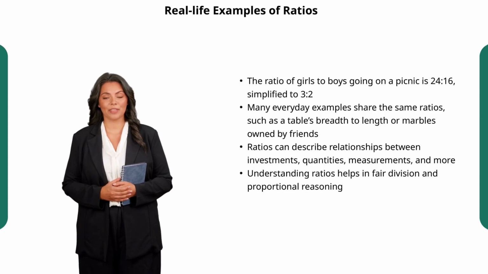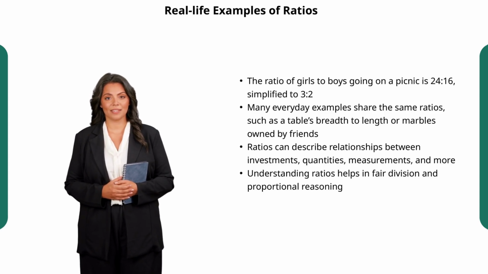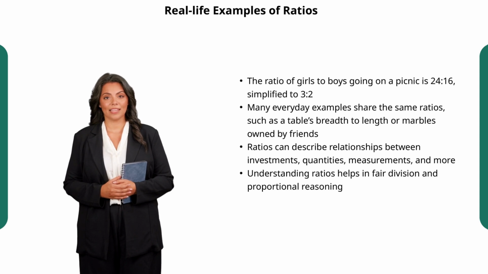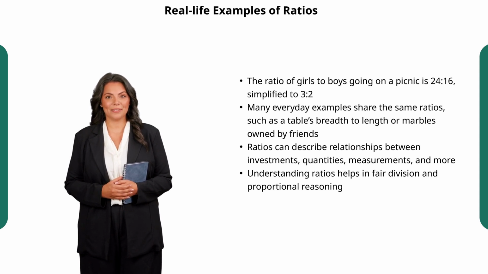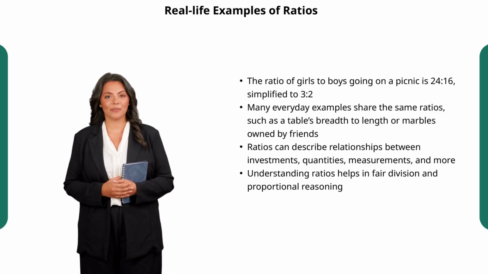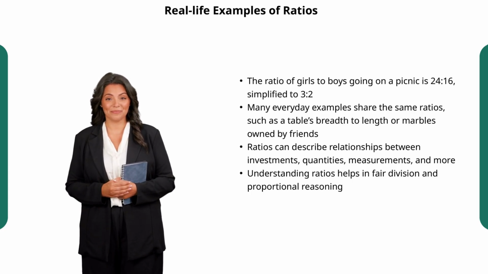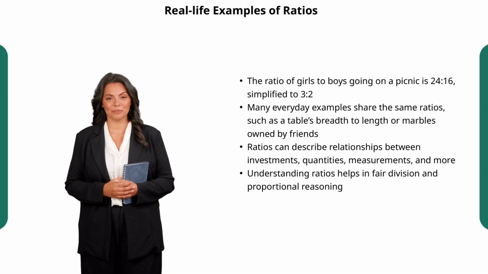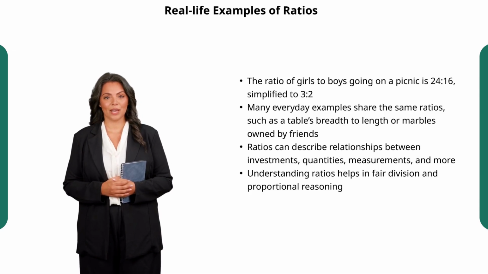Ratios also help us when two people invest money in a business. If Ravi and Ronnie invest in the ratio 2 to 3, it means for every 5 parts of investment, Ravi puts 2 parts and Ronnie puts 3 parts. Understanding these ratios is important for fair sharing, like dividing profits or resources. Try to think of other examples around you where quantities relate by ratio. Maybe your family members' heights, or the number of trees and flowers in a park.